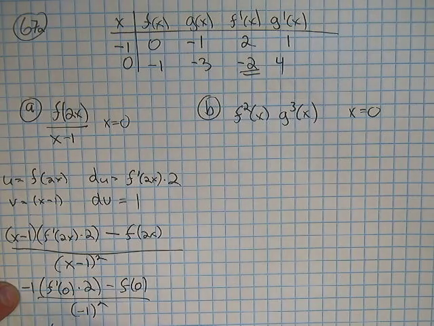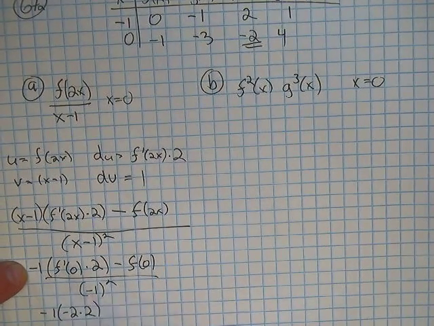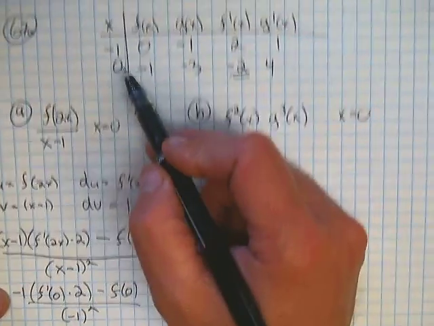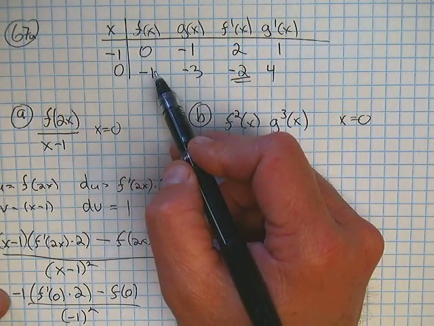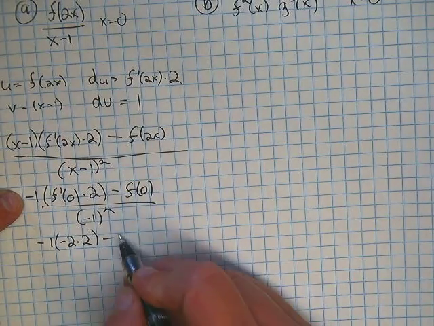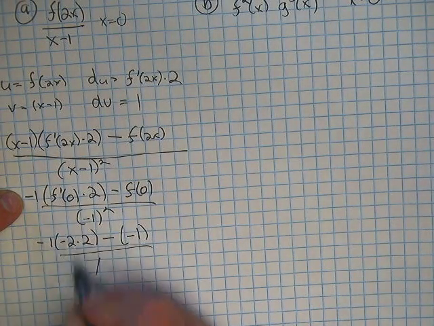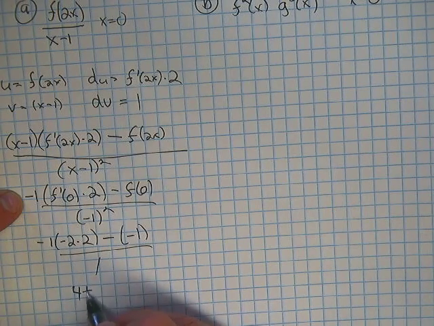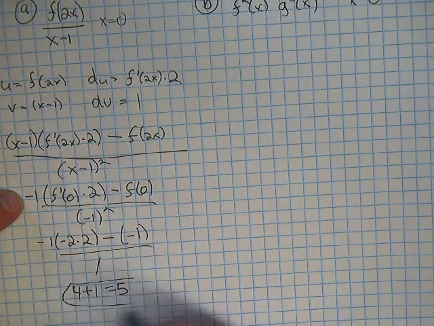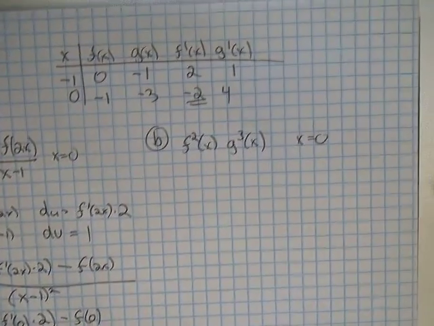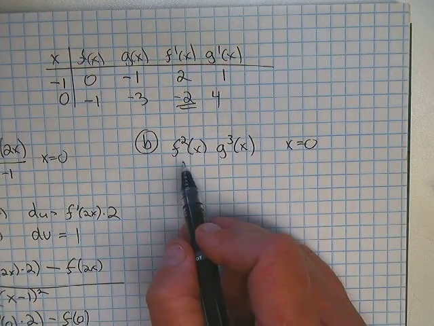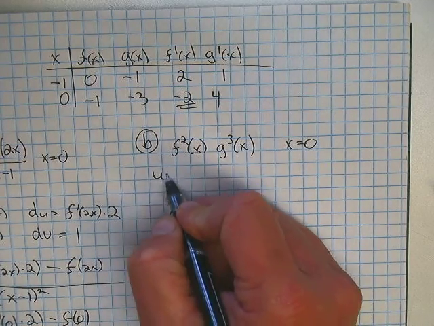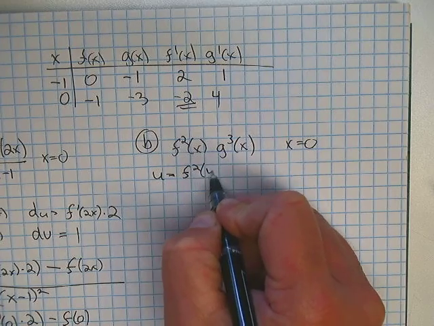So now we got to use our chart. We have f prime of 0. So f prime of 0, we come up here, f prime of 0 is negative 2. So we're going to replace that. So we got negative 1 times negative 2 times 2. I'll move it up so that you guys can see. Minus f of 0, f of 0 is negative 1. So this is a minus a negative 1, divided by 1. So negative 2 times negative 4 is 4. Minus a negative 1 is plus 1, which gets us 5. And that is our answer.